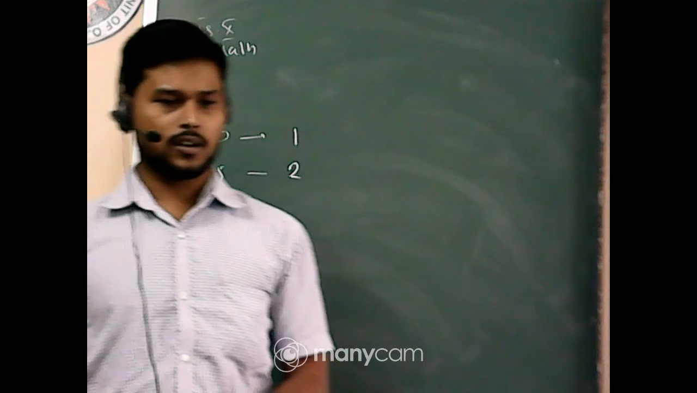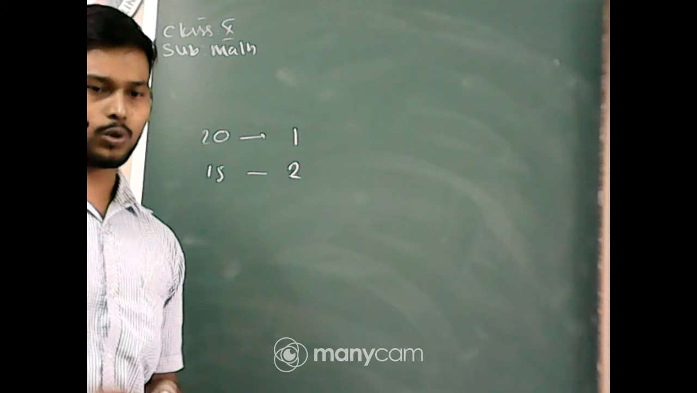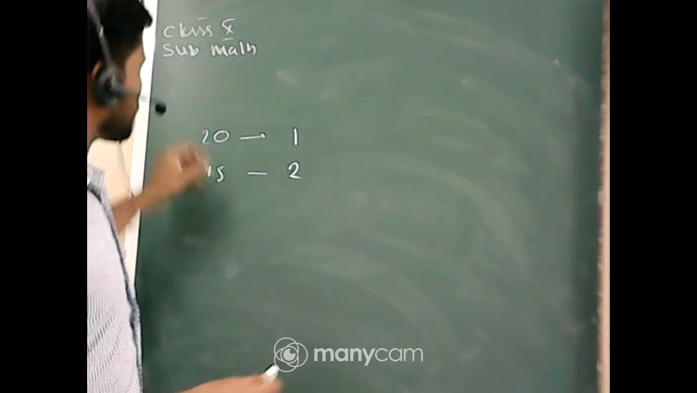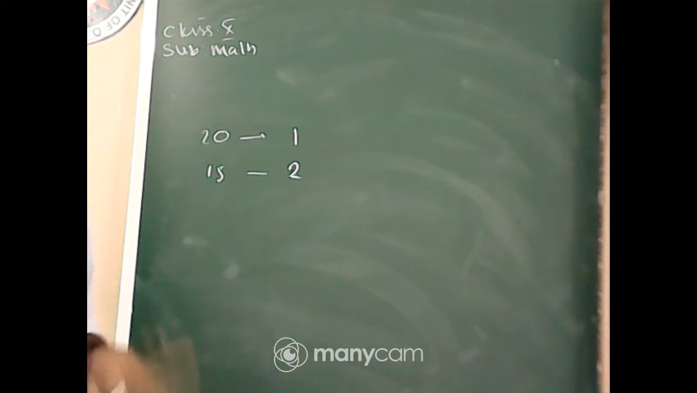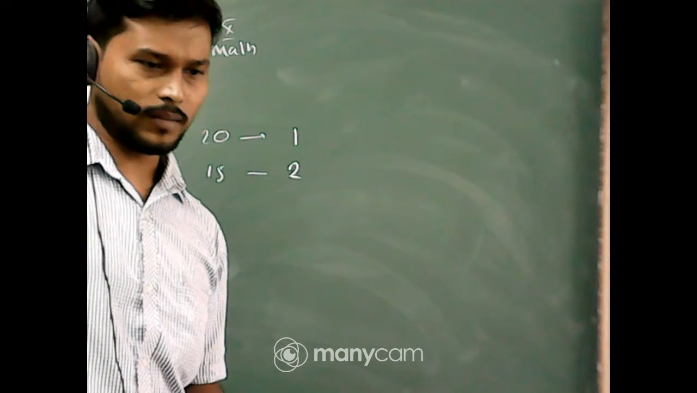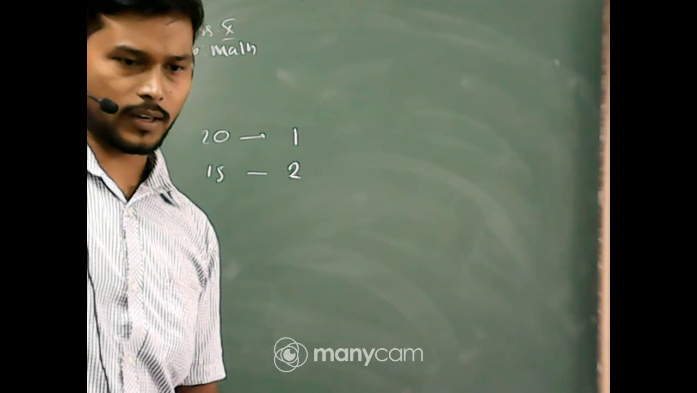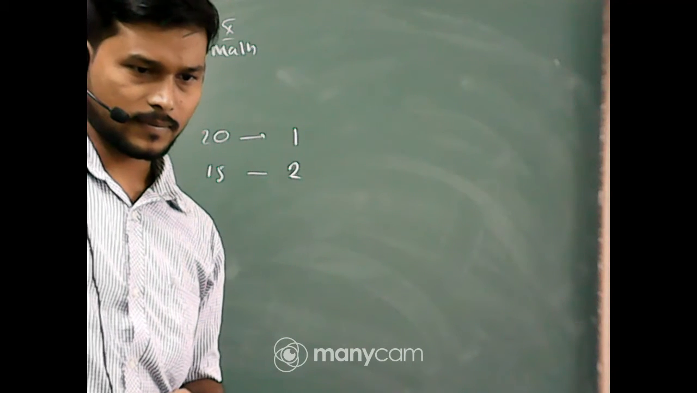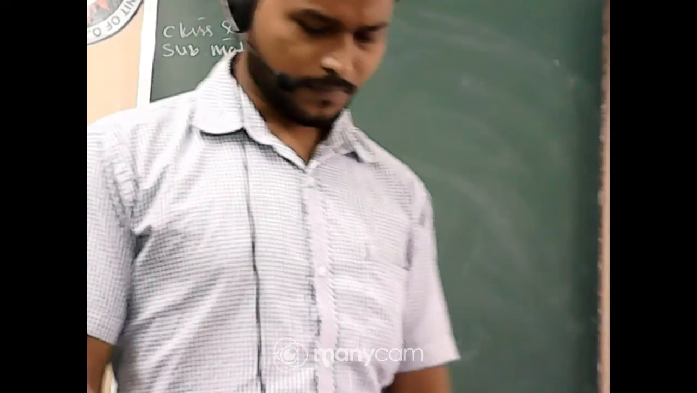MCQ type question means corresponding to every question, 4 options will be given. You have to choose the correct answer. You have to choose the correct option. Whatever the marks of the question, whether it is a 1 mark question or 2 marks question, 4 options will be given. Out of them, one or two options will be correct. Maybe all options will be correct.